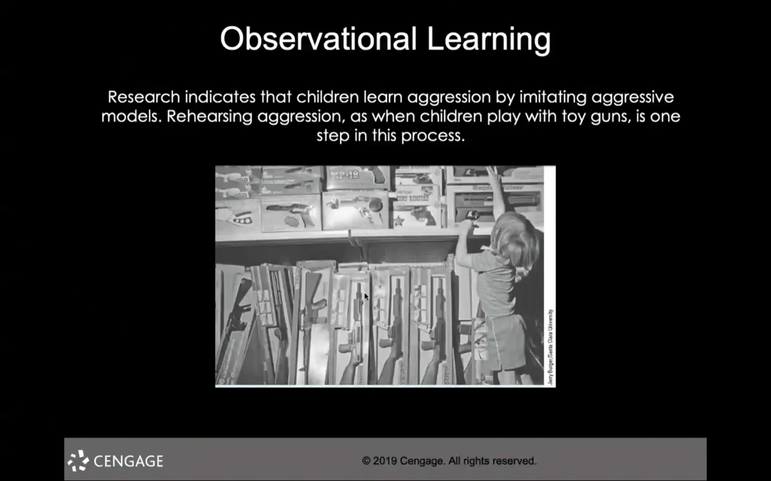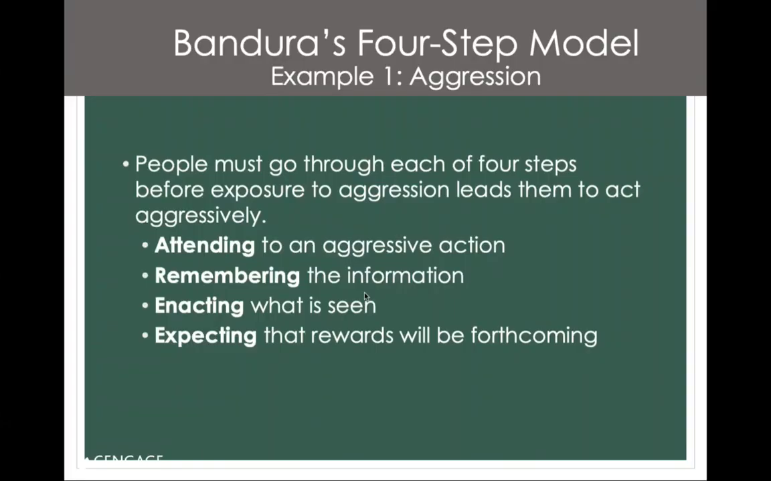So aggression is a huge example of observational learning. Bandura proposed a four-step aggression model, and he said that people must go through each of the four steps before exposure to aggression leads them to act aggressively. So it's not that you observe and then you act, but you have to go through these four steps in order to enact the observed behaviors.